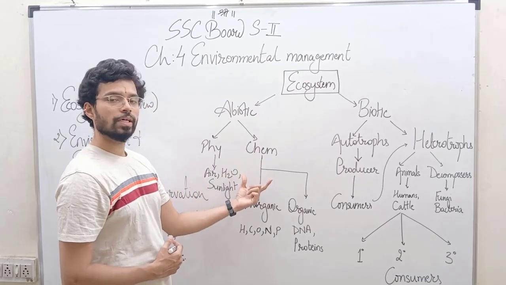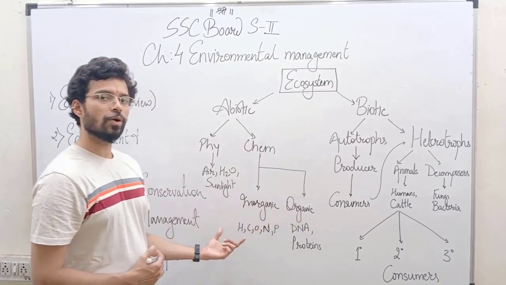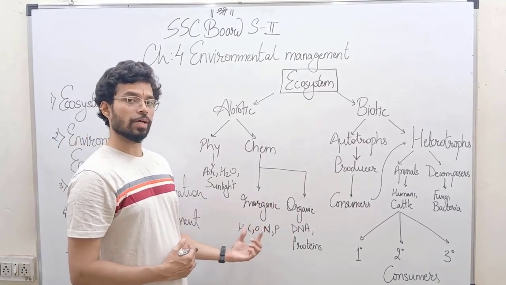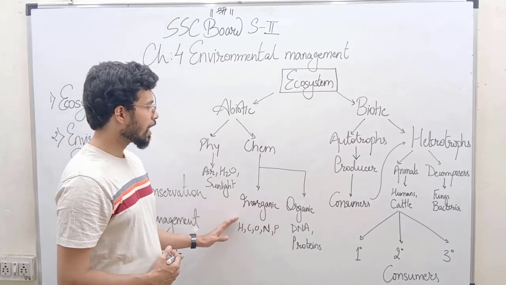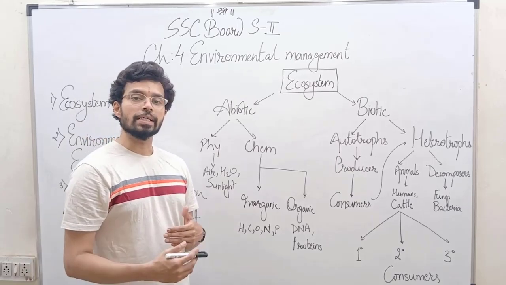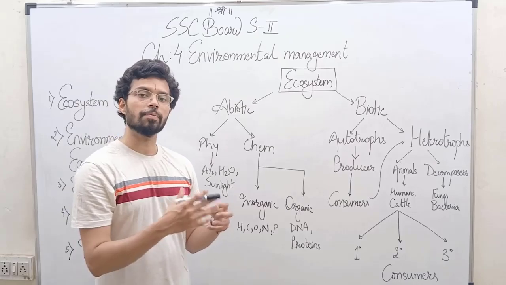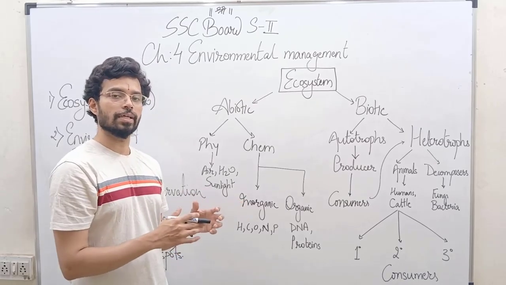Then what are the abiotic chemical factors? They are divided into two types. This is sort of your revision for chemistry: organic and inorganic. Inorganic chemical components are your elemental entities, or elements basically, which are found in nature, which build up the blocks which become organic in nature.